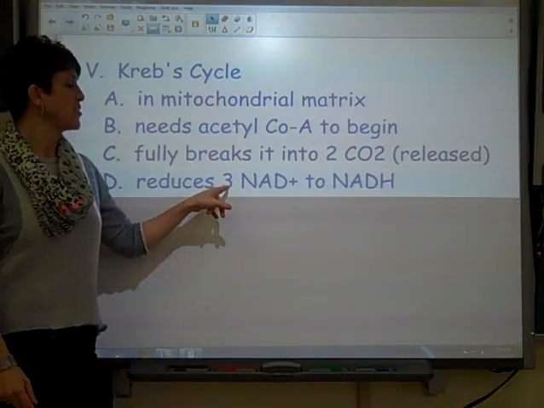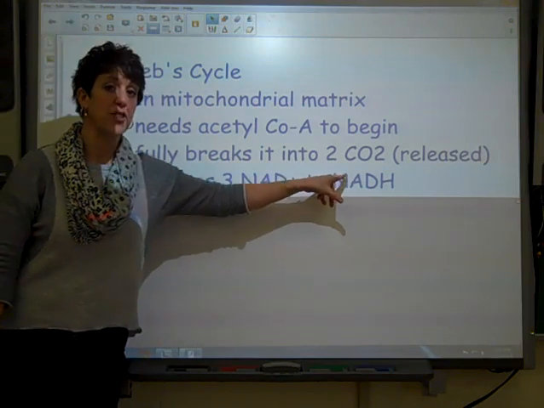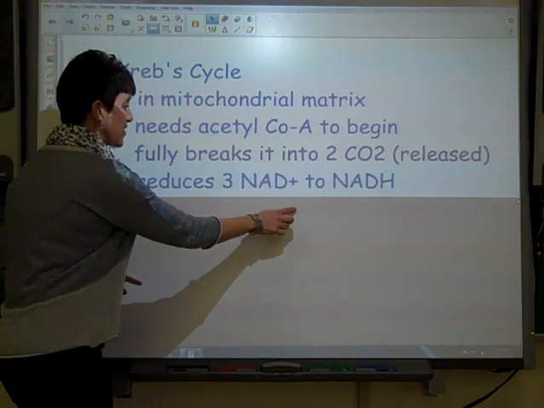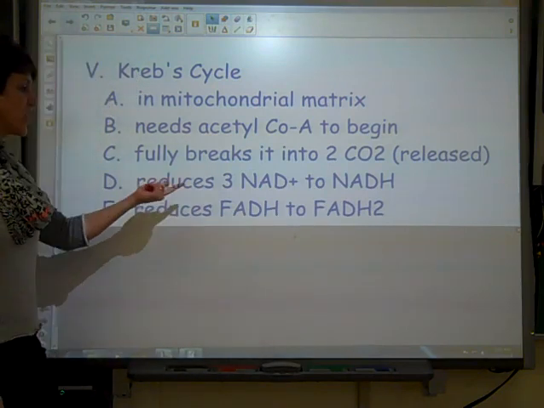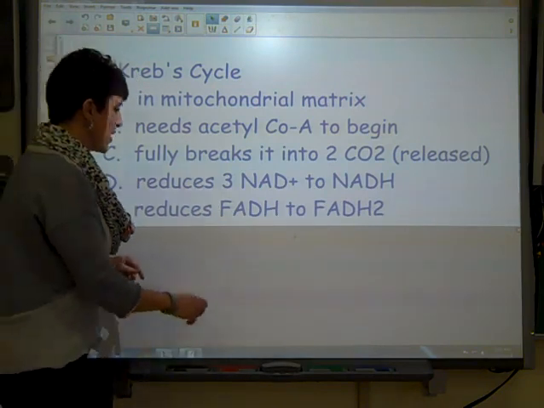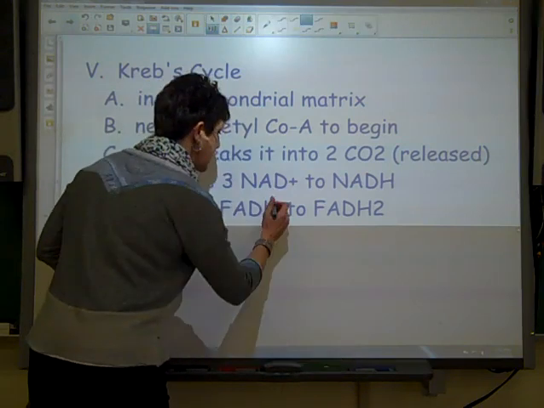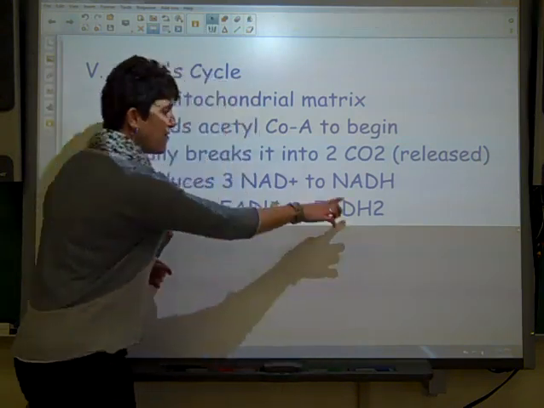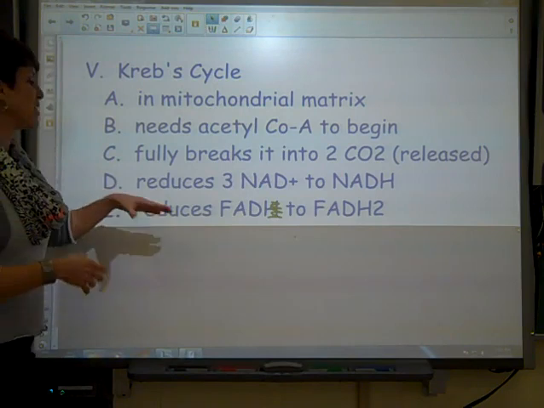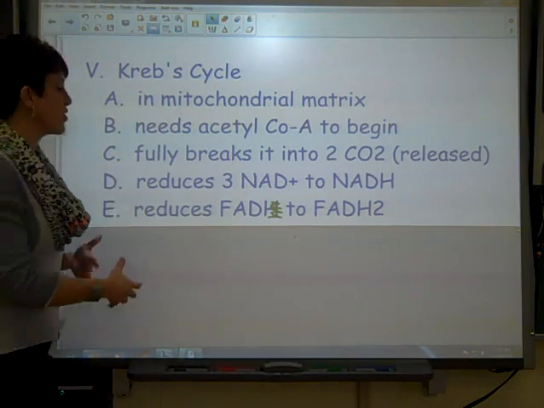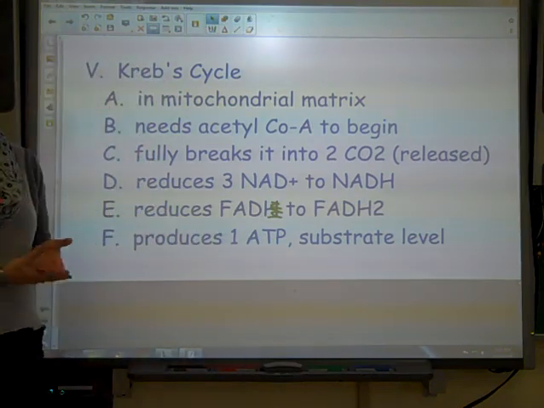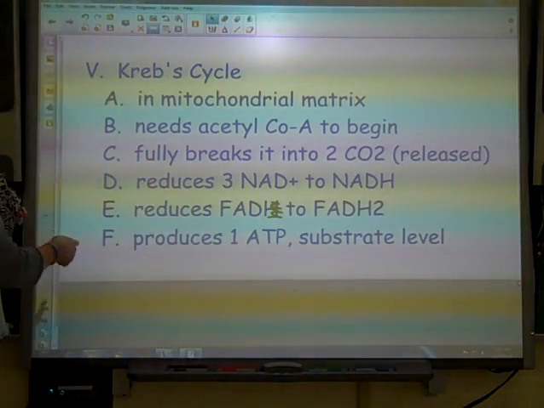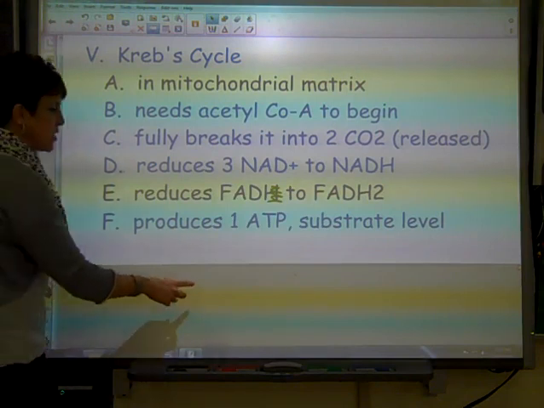It reduces 3 NAD+ to 3 NADHs. So it is reducing that. We also have a new coenzyme here. It's called FAD. Oh, I shouldn't even have an H on there. Just FAD to FADH2. So this is another coenzyme, another molecule that again we're stockpiling for the end. It produces 1 ATP, so that's just substrate level, meaning the enzymes are doing the production.